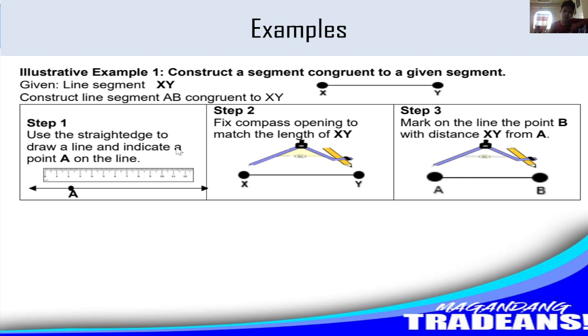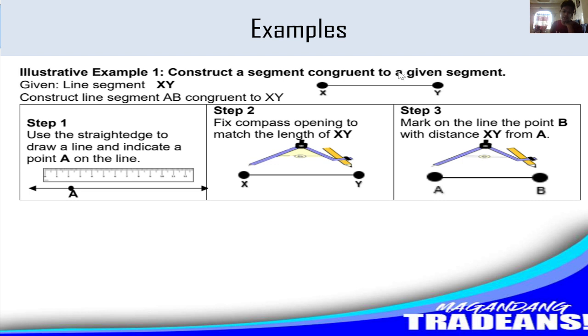How are we going to construct a segment congruent to a given segment? Take a look at this example. We have line segment XY. Take a look at this XY. Ito po, this one segment XY. Then, construct line segment AB congruent to XY. So, how are we going to construct similar to XY? Pero, ang kanyang pangalan is AB na ngayon, hindi na XY.